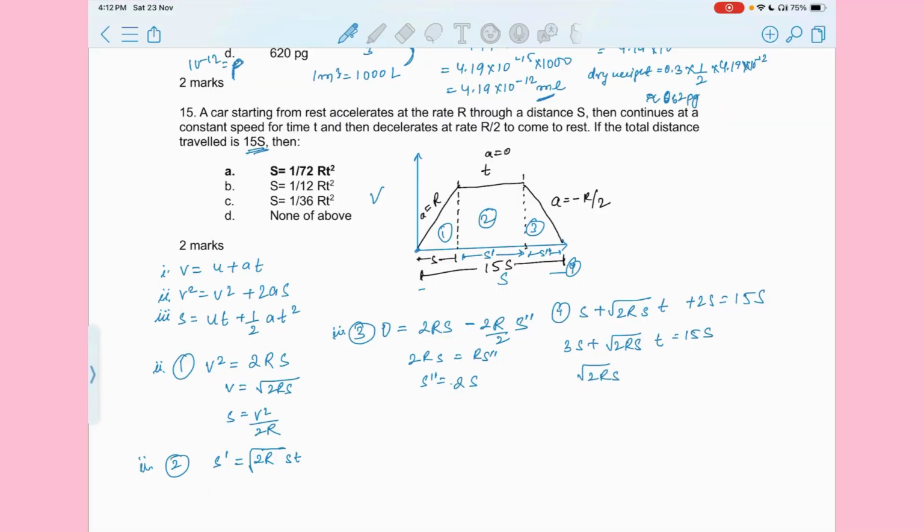Root 2rs will become 12s by t. 2rs is equal to 12s by t whole square. 2rs is equal to 144 s square upon t square. One s cancels the square. This will become, from 2 it will become 72. So s will become r t square upon 72. Option number A.